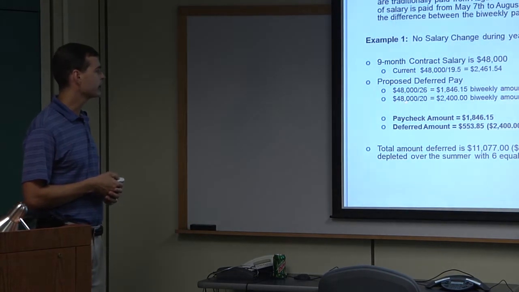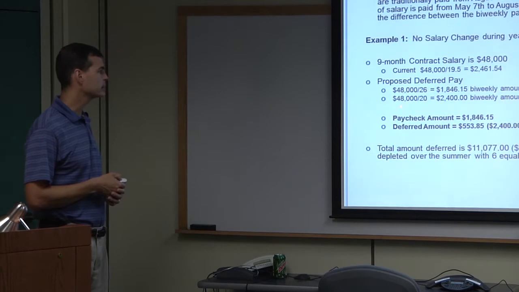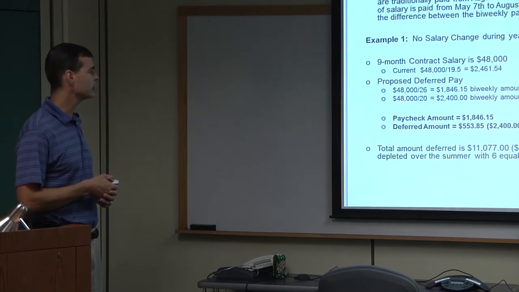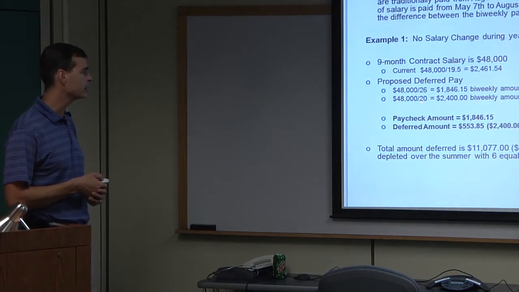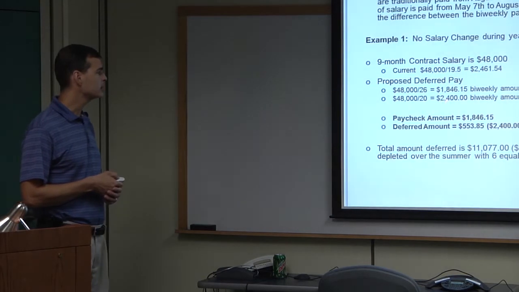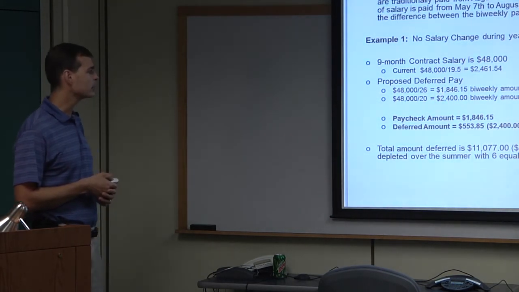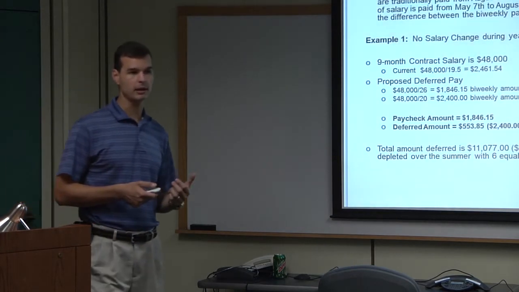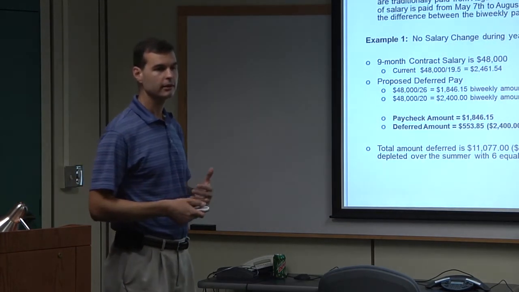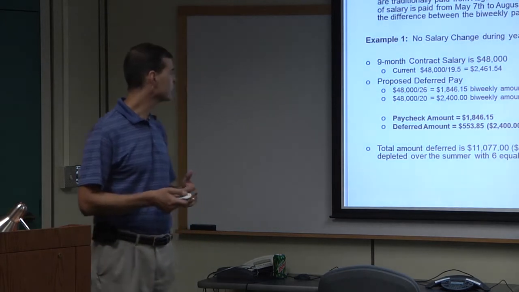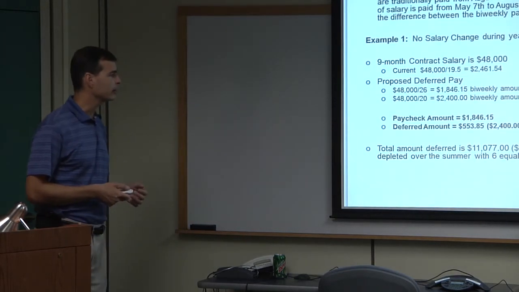And part of that calculation involves the changing of the current 19.5 pay periods to 20. So as you can see, the difference between the 2,400 and the 1846 is the amount we hold back from each check and store for you. And that builds up over time, and then when it's time to pay it out, that balance is reduced.